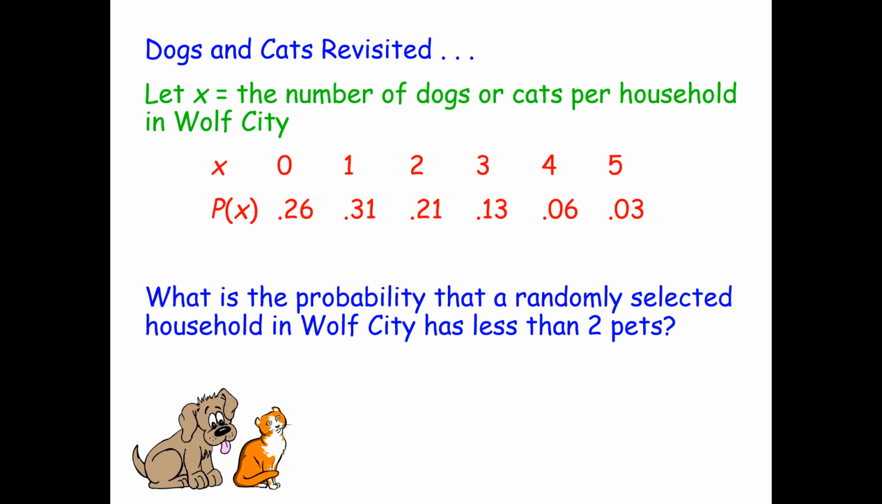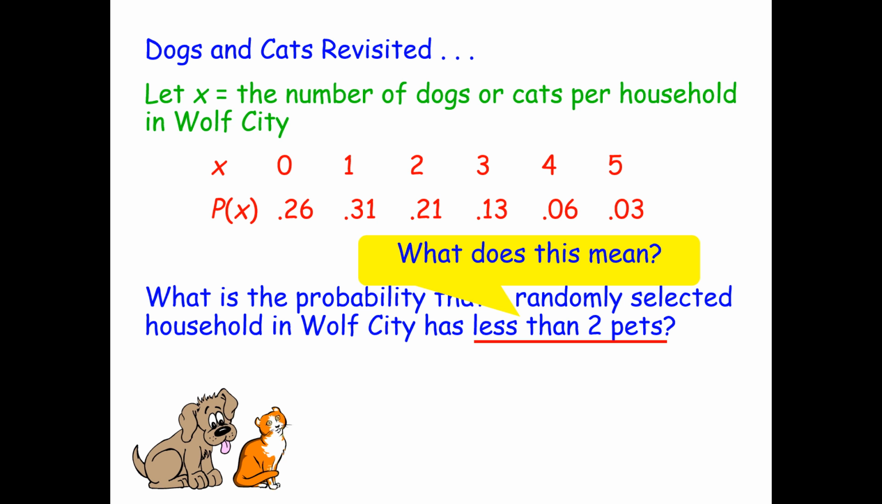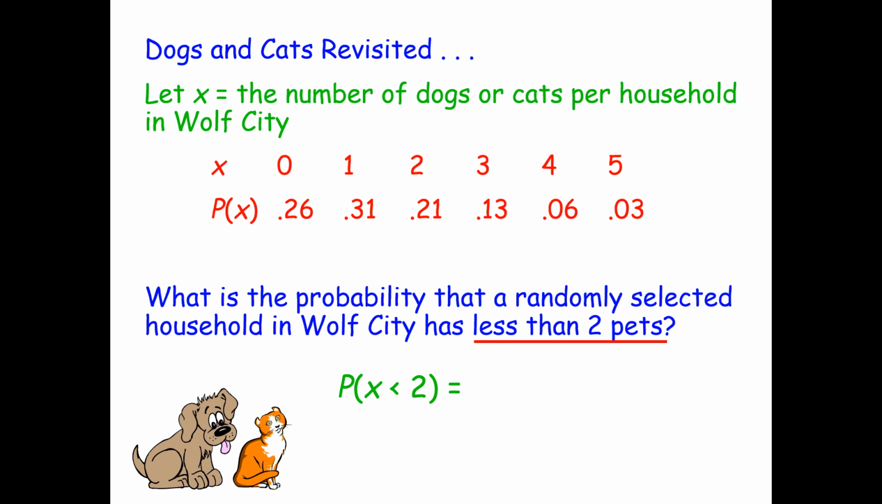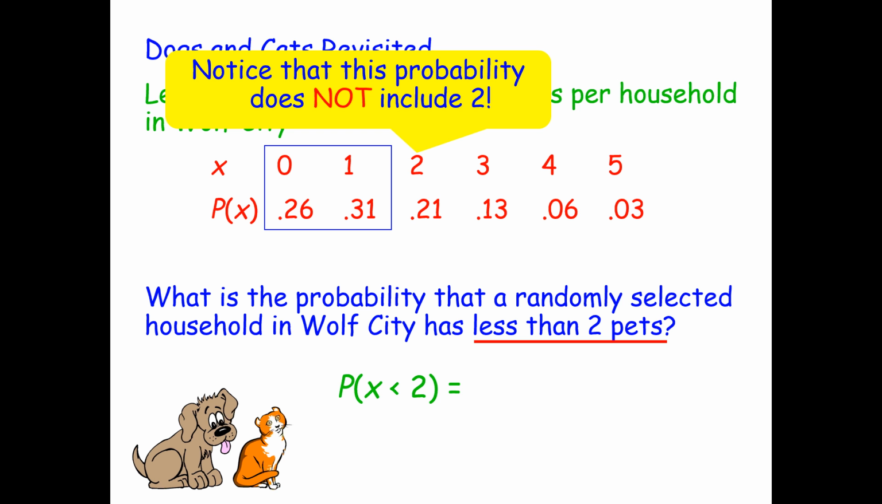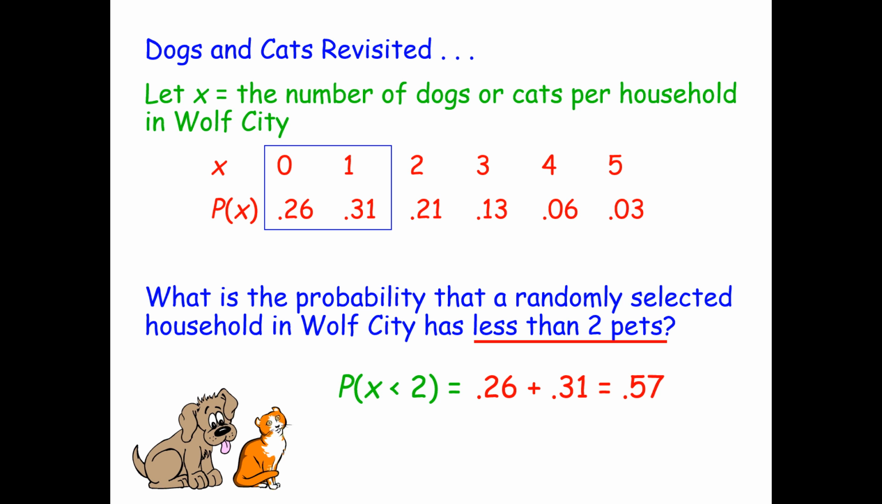Let's change up our question. What if we ask, what is the probability that a randomly selected household in Wolf City has less than 2 pets? Again, what does this mean? How many pets would we get to include here? So if we're saying the probability of x is less than 2, we're looking strictly at 0 and 1. Notice it does not include the 2. So we'll simply need to add our 0.26 and our 0.31, giving us a probability of 0.57.